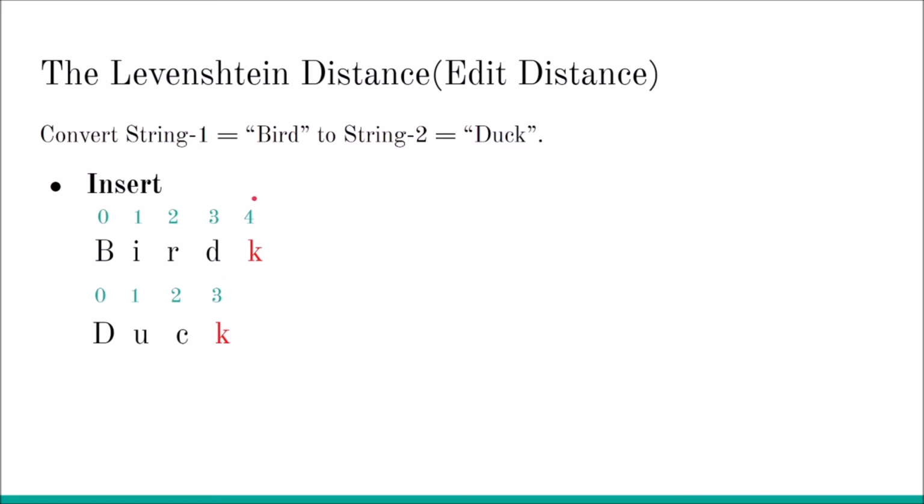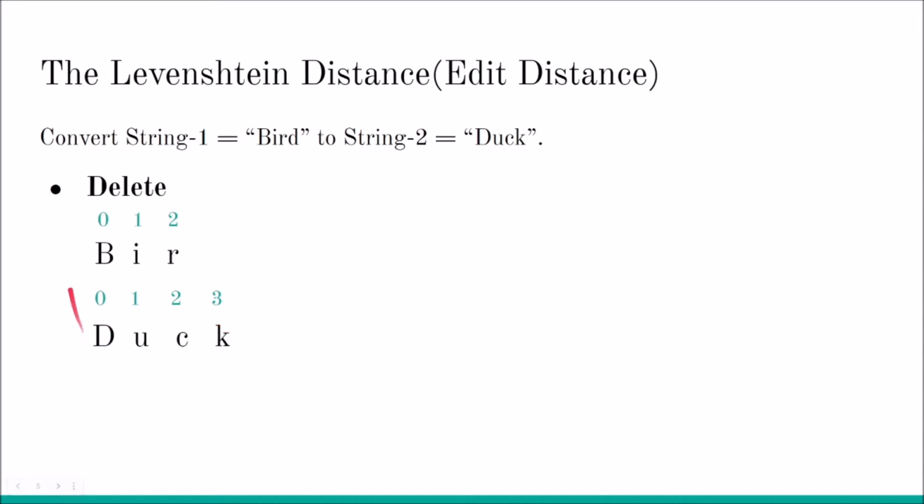So on the next step, all we have to figure out is how we can convert this substring BIRD to this substring DUC. Now there is another thing we can do which is delete. We can simply delete the D from the bird when we see that the last characters don't match. So now what we have to do is we have to convert this BIR to this string DUCK.